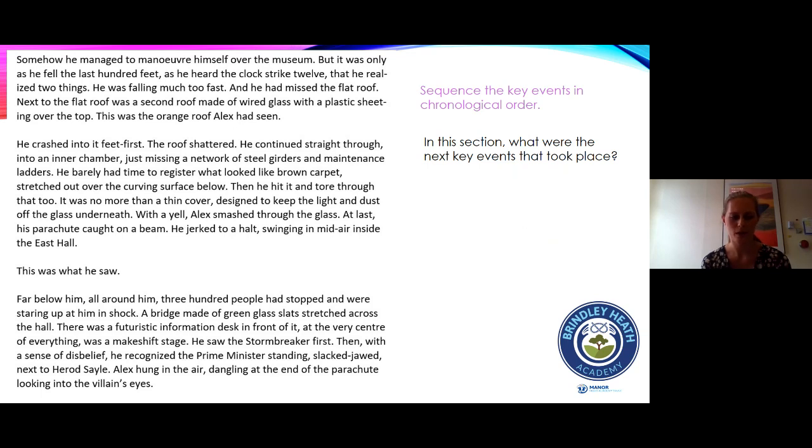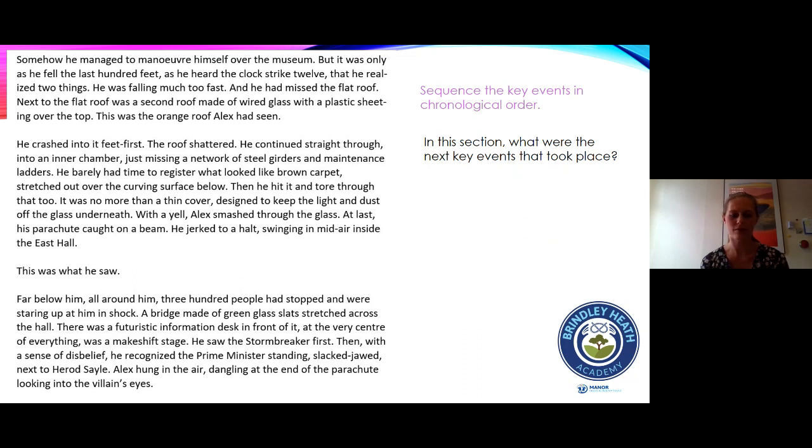This was what he saw. Far below him, all around him, 300 people had stopped and were staring up at him in shock. A bridge made of green glass slats stretched across the hall. There was a futuristic information desk in front of it. At the very centre of everything was a makeshift stage.